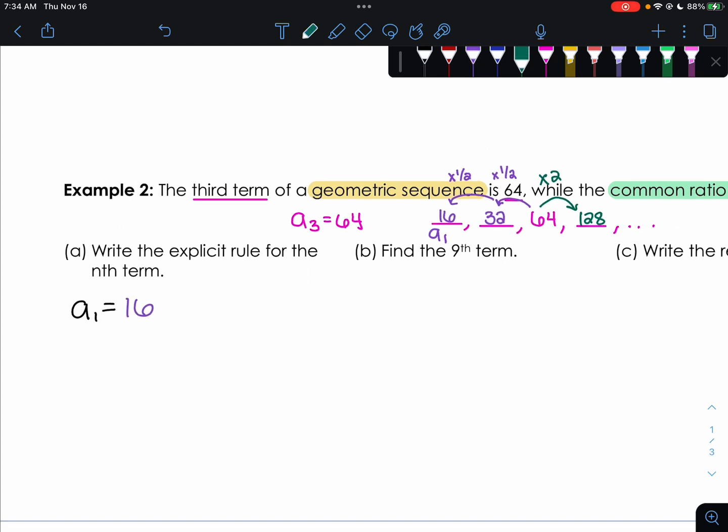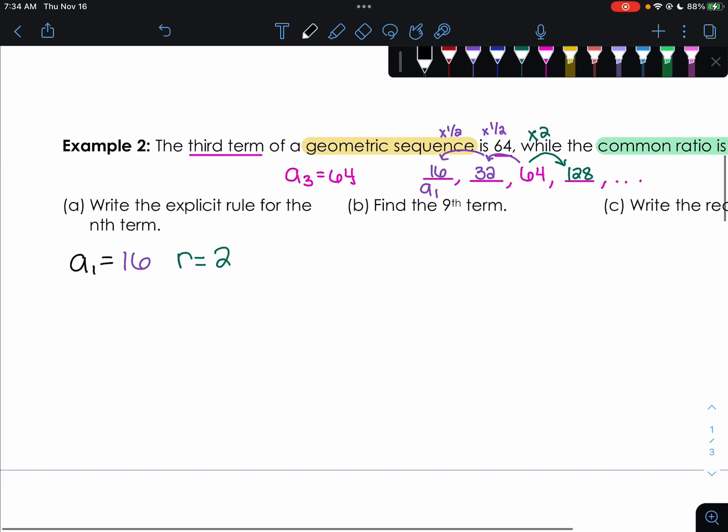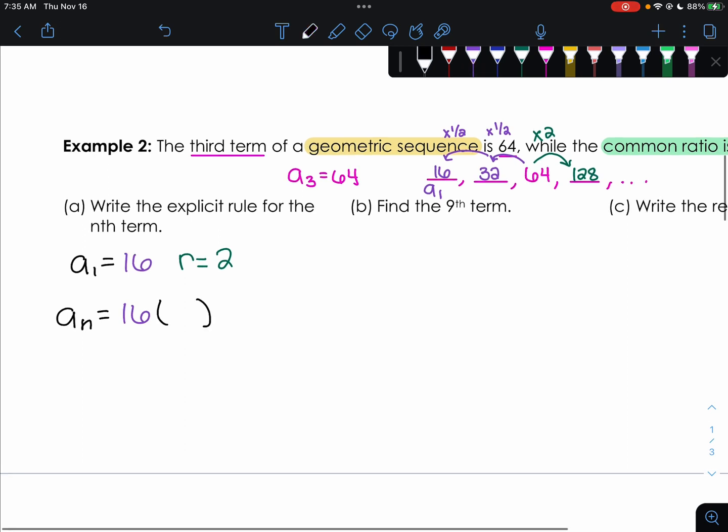We know that our common ratio is 2. I have enough information to write the explicit rule. So that's going to be a sub n equals 16 times my common ratio of 2 to the n minus 1 power. And that is it for the explicit rule.